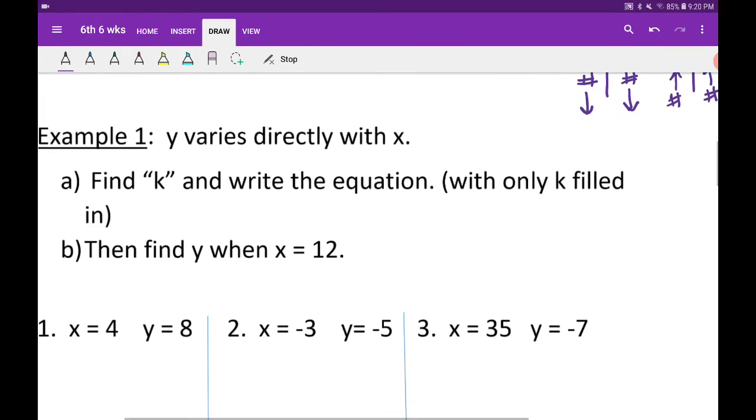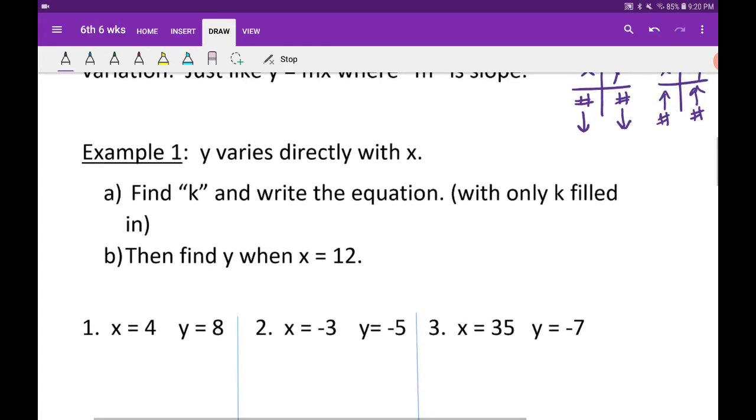All right, so let's look at this example here. Y varies directly with x. Find k. First is to find the constant k. And then we're going to write an equation with only k filled in. That's called our general equation. And then something specific, which is our specific equation, then find y when x is equal to 12.